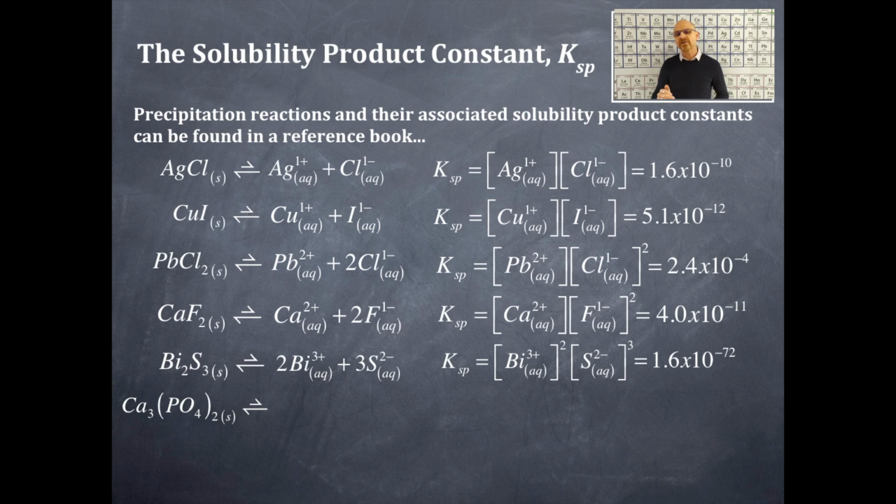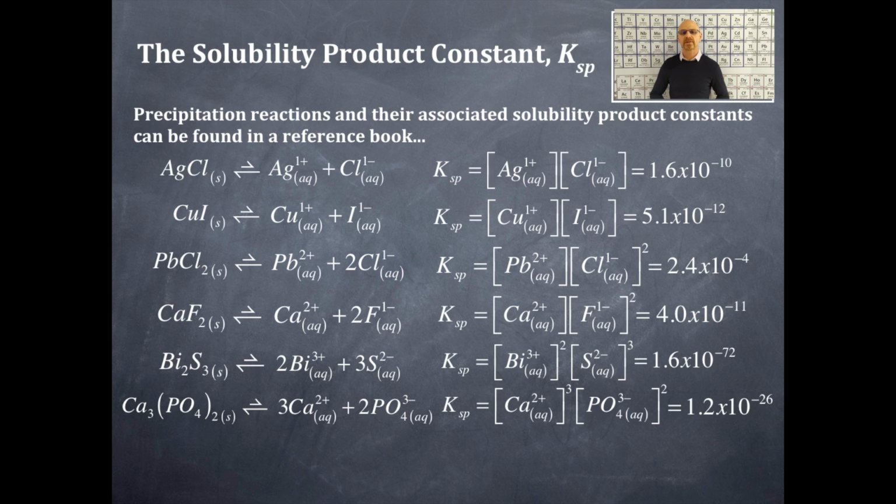Okay, and then we have calcium phosphate. I included this one in the introductory lecture here. We're going to break this apart. We got 3 calcium ions and 2 phosphate ions. And I'm going to write the KSP expression for this. It's calcium ion to the exponent of 3, that's cubed, and the phosphate ion to the exponent of 2, that's squared. And you can look this up, and that's 1.2 times 10 to the negative 26.